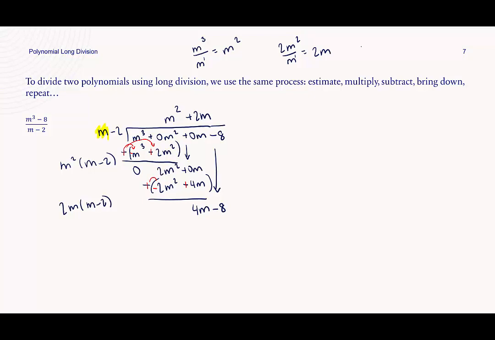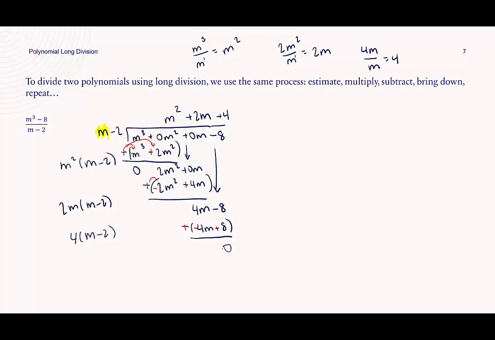I need m to be exactly 4m, so 4m divided by m is 4. I'm going to put plus 4 here, and I multiply 4 times m minus 2, the entire divisor, and I get 4m minus 8. Set up my subtraction, change the signs, and combine. 4m and negative 4m cancel. Negative 8 and positive 8 also cancel. So we have a remainder of 0.